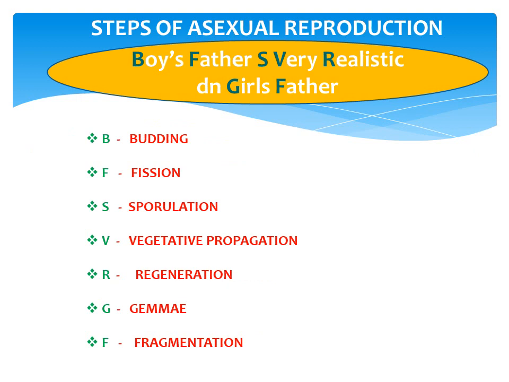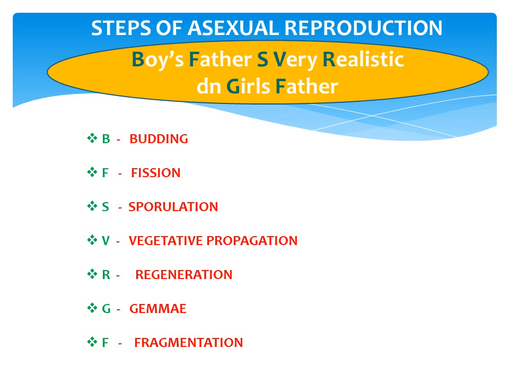Now, this is very commonly asked. What are the different types of asexual reproduction? The trick is: Boy's father is very realistic than girl's father. Now again, we'll focus on the highlighted alphabet, that's B, F, S, V, R, G and F.